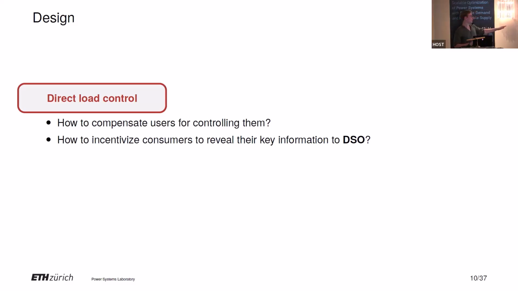So just a little digression. I'm talking about DSO here because I'm going to take the point of view of the DSO directly controlling the asset, because I'm doing this work more in the context of Switzerland, where there is no retail competition, no retail liberalization, but many of these points also apply to aggregators. But in this talk, I'm going to always mention DSO as the activator. And so how do you incentivize consumers to reveal the information, but also how do you incentivize them to participate in this demand response system in the first place?